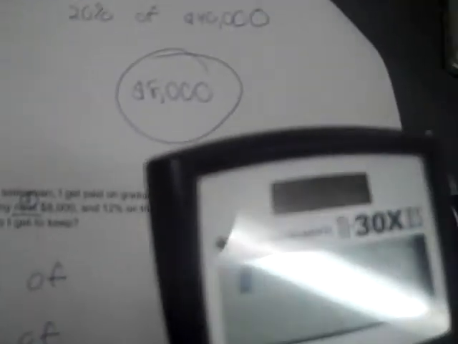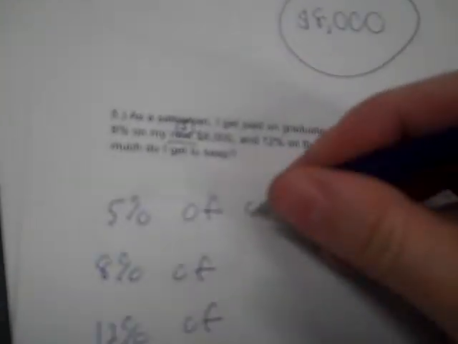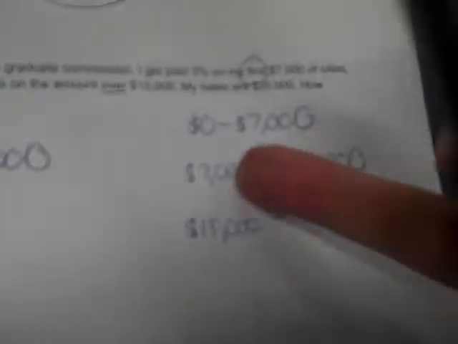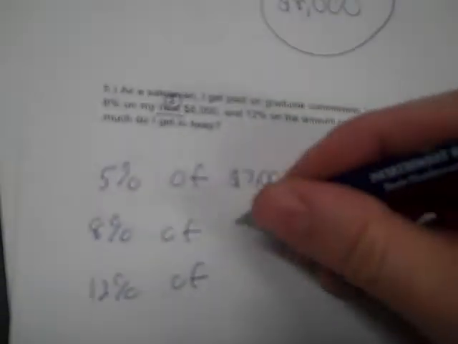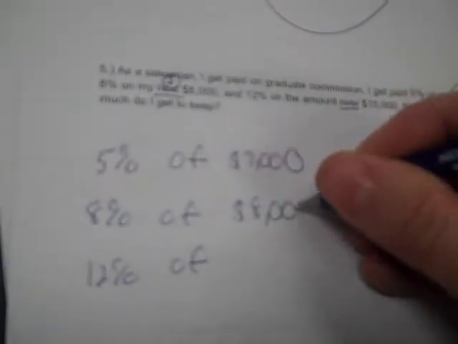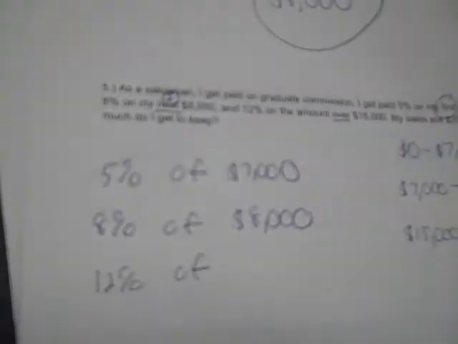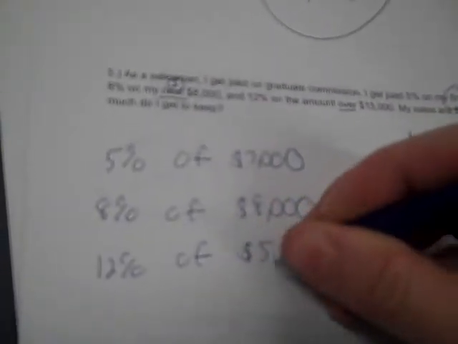Okay. Now, to find out what I'm taking the percent of, I minus these. So I take 7,000 minus 0, 7,000. I take 15,000 minus 7,000. That's 8,000. And then I take 20,000 minus 15,000. That's 5,000.